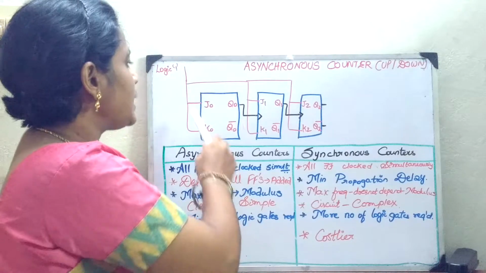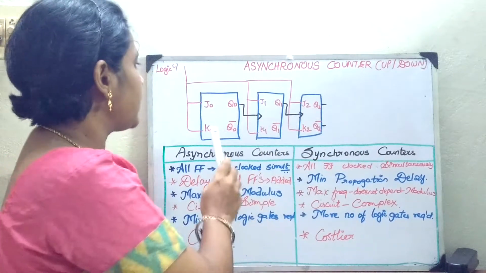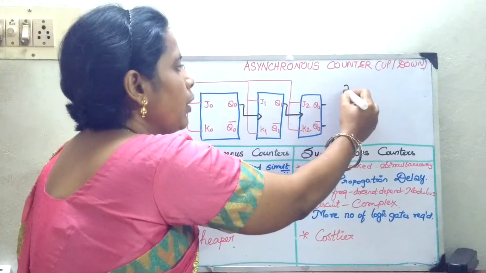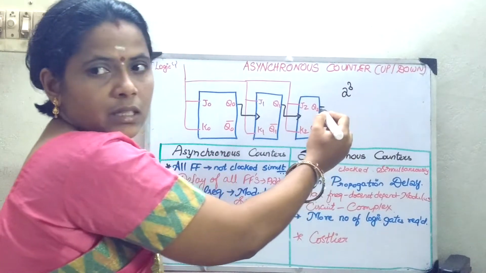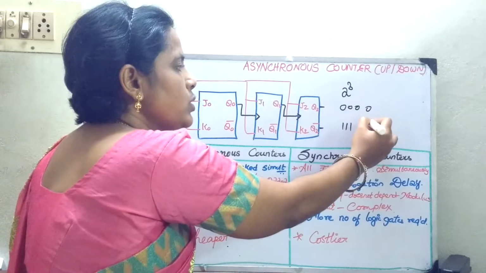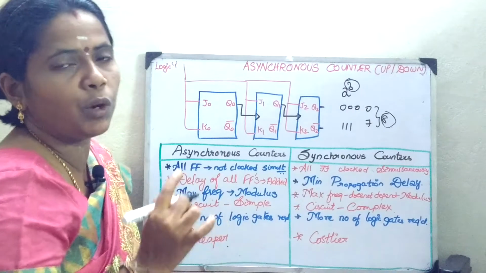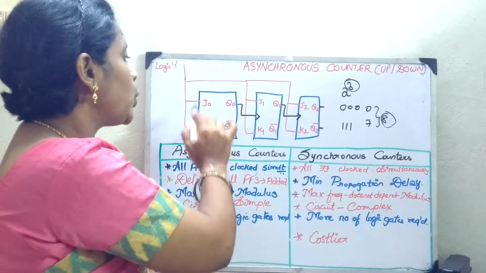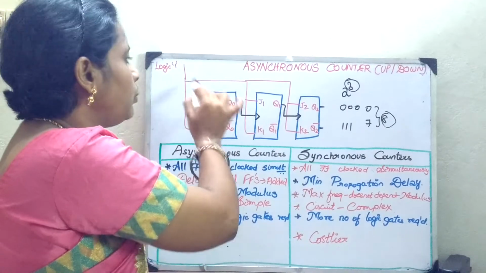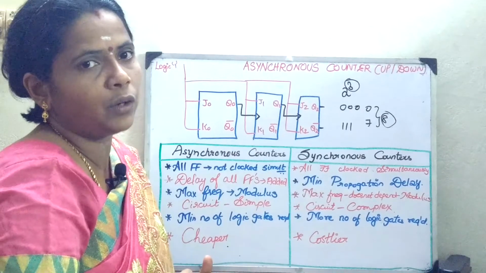In the last class we have just seen how to draw an asynchronous counter. If I want a 3-bit counter, that is if I want to count the data from 0, 0, 0 to 1, 1, 1, that is 0 to 7, so totally 8 states, this represents the number of flip-flops that is required. So, we will be drawing 3 flip-flops, and we are going to give logic high to all of them. Why? Because with logic high only, it is going to get toggled.